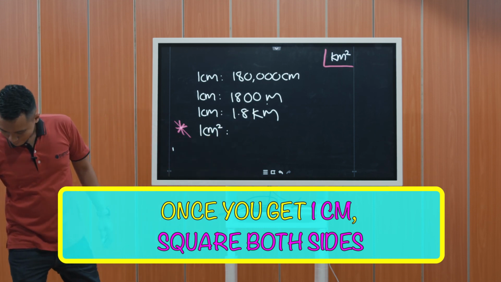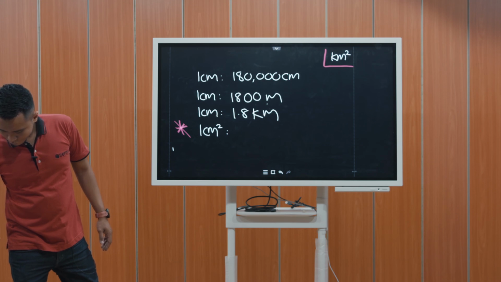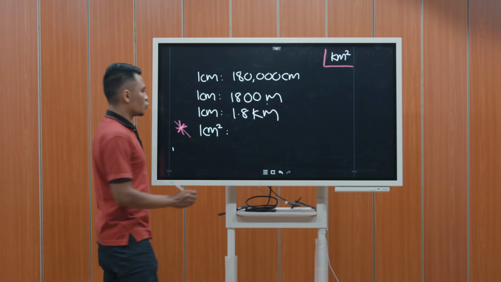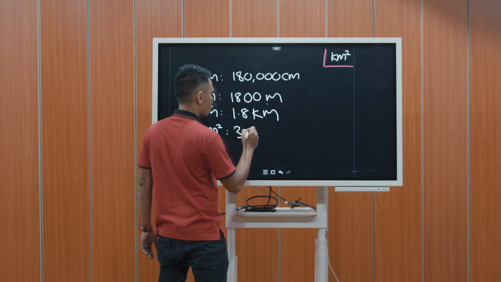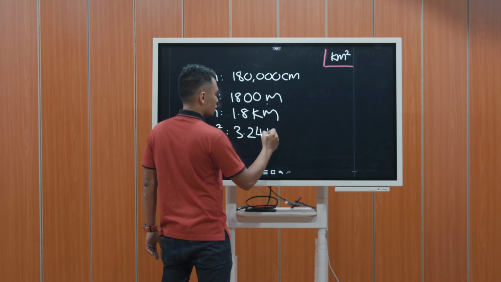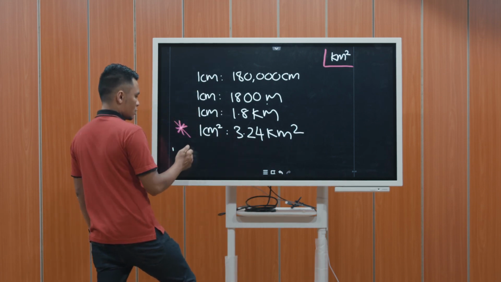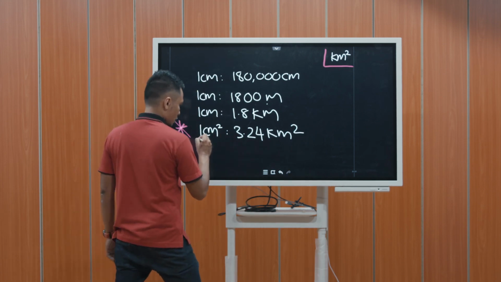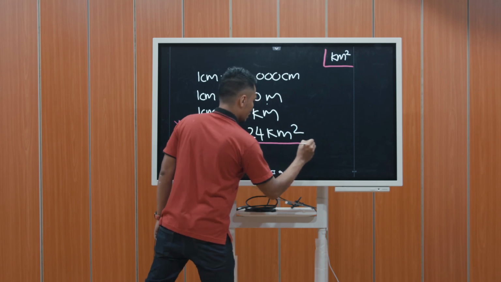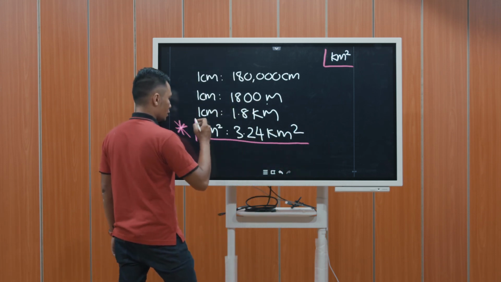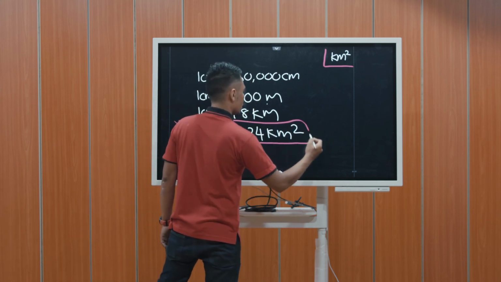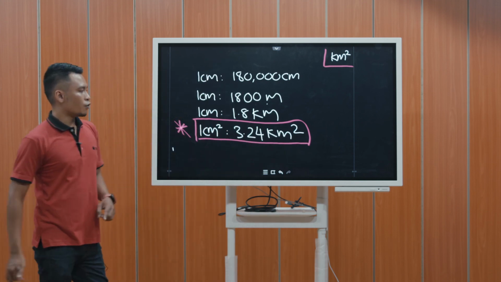1 cm times 1 cm, I will get 1 centimeter square is to 1.8 square. Hold on, I'll do the calculation. I'll get 3.24 kilometer square. Here is the crucial part. I'll highlight it again. This is the crucial part. You need to square both sides.